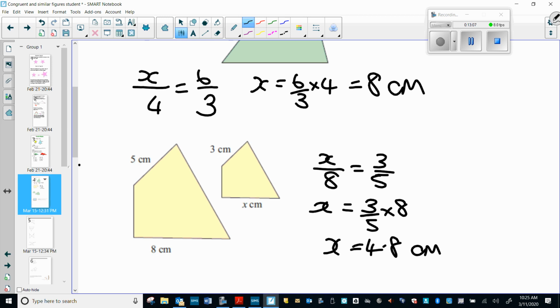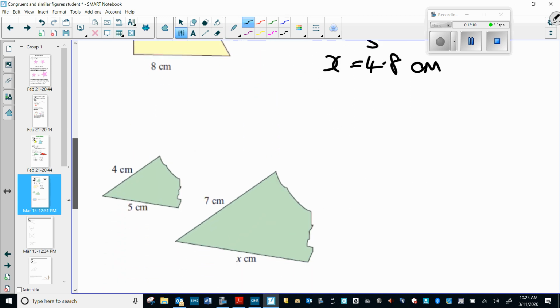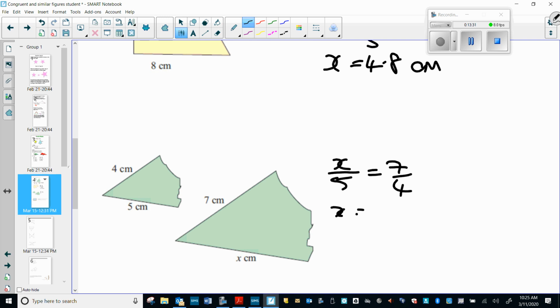What kind of shape is that? This has been cut, a corner of something has been cut off. But it's the same kind of situation. What would I do here? 7 and 4. I would suggest, you don't have to, that you start with your unknown. X over 5 equals 7 over 4, so X equals 7 over 4 times 5, which is 3.74.